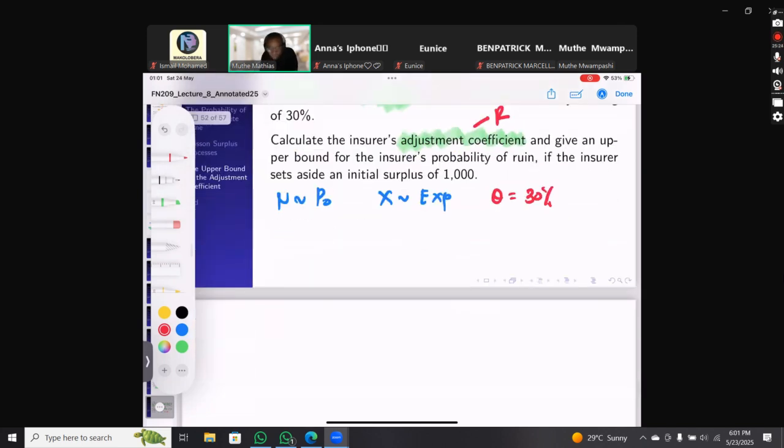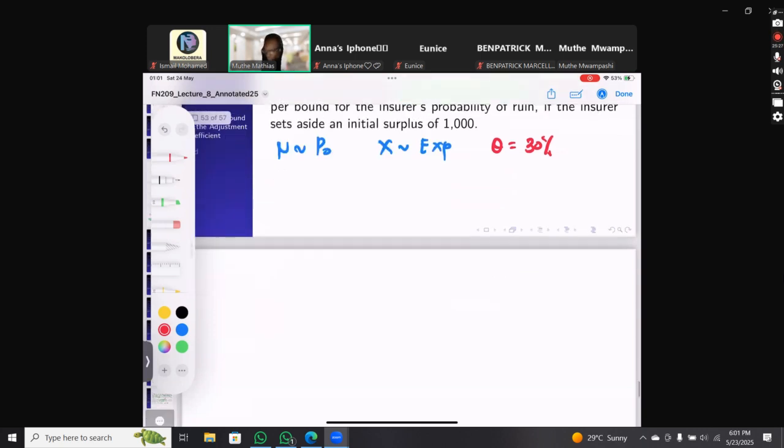So we have a Poisson process. And if we have a Poisson process, we know it's very easy because we know that the adjustment coefficient is given by M_X(r) minus lambda minus cr, and this one is equal to 0, right?